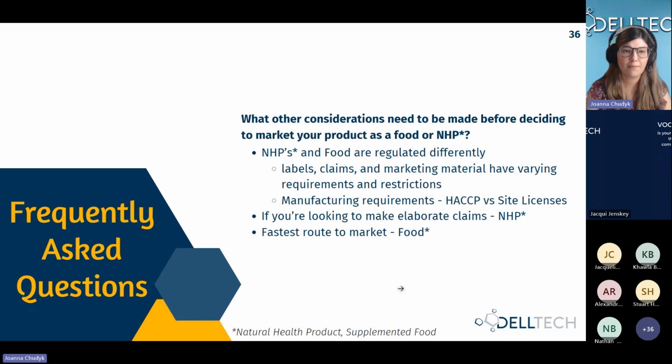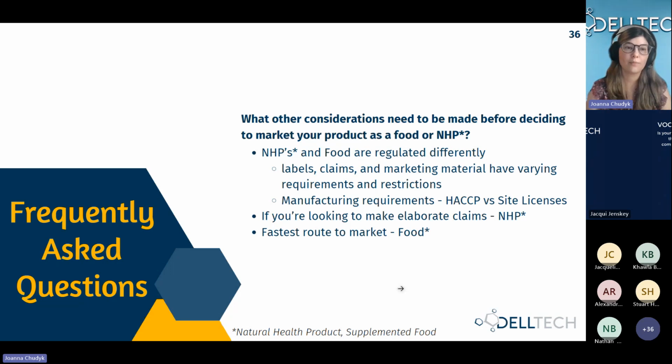What other considerations need to be made before deciding to market your product as a food or an NHP? So, as I mentioned already, the regulations that exist for natural health products and food products differ significantly. So any labeling requirements are different. For an NHP, you'll require an NPN number, which requires pre-approval from Health Canada and is an application that you submit to get that NPN number and for your NHP product to be approved in Canada. In foods, you don't have that pre-approval process, but you do require a nutrition facts table. Foods also have more restrictions on the types of claims that can be made, whereas with NHPs, you can get a lot more creative with your claims for those types of products.